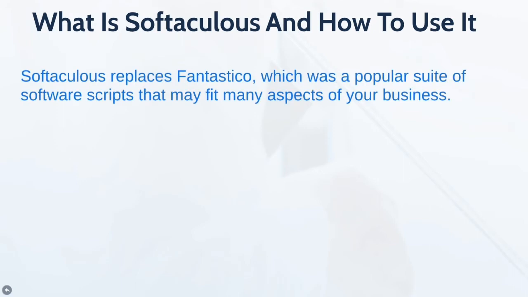Softaculous replaced Fantastico, which is basically a popular suite of software scripts that you can build into your website. Things like WordPress, Joomla. If you want a forum, you can build forums. There are many different free scripts that you have access to that you do not have to spend extra money for. They're all built in.